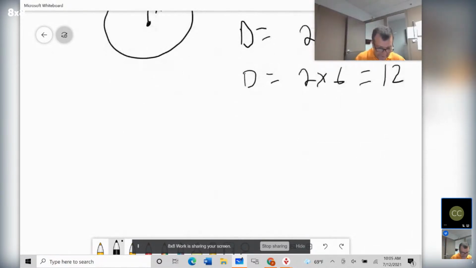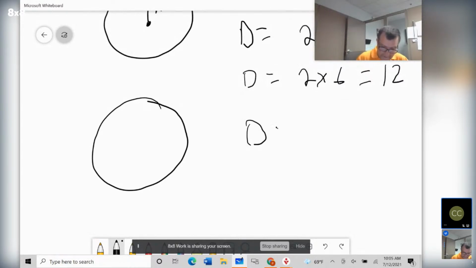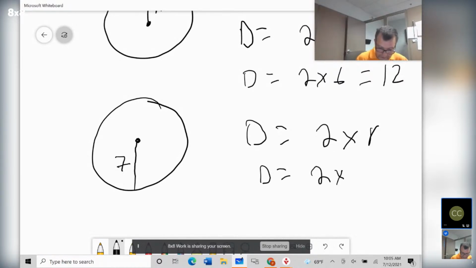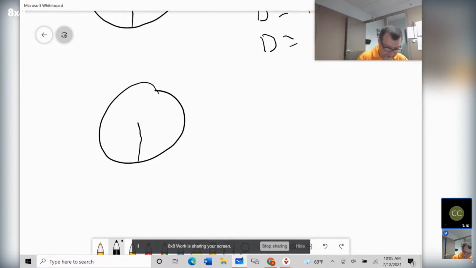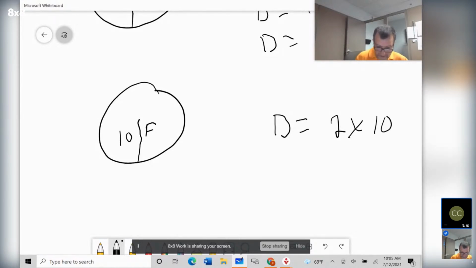And we'll do another one here. So for this one, diameter equals 2 times r. If the radius is 7, all we're going to do is diameter equals 2 times 7. So the diameter would be 14. So it's a pretty simple formula. It's just 2 times the radius will give you the diameter. We'll do one more just to make sure everyone gets this. So on this one, the radius is 10, we'll call it F. So the diameter is going to be 2 times the radius. In this case, it's 10. So the diameter is going to equal 20.